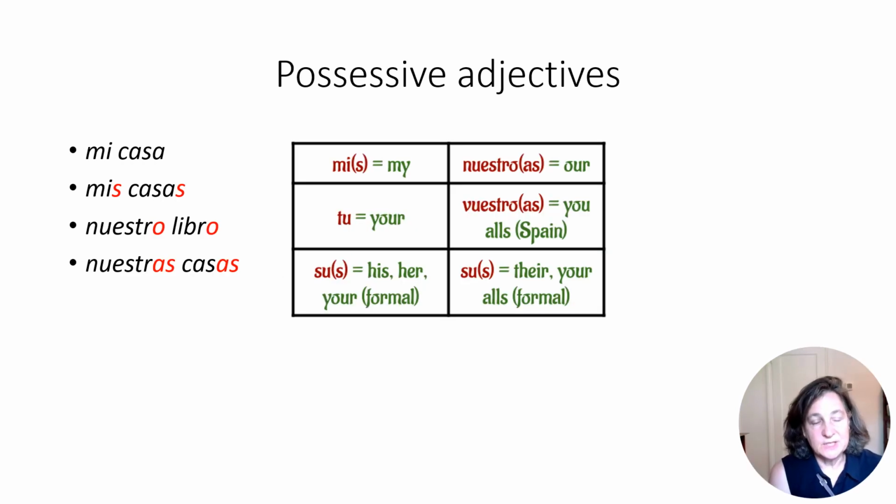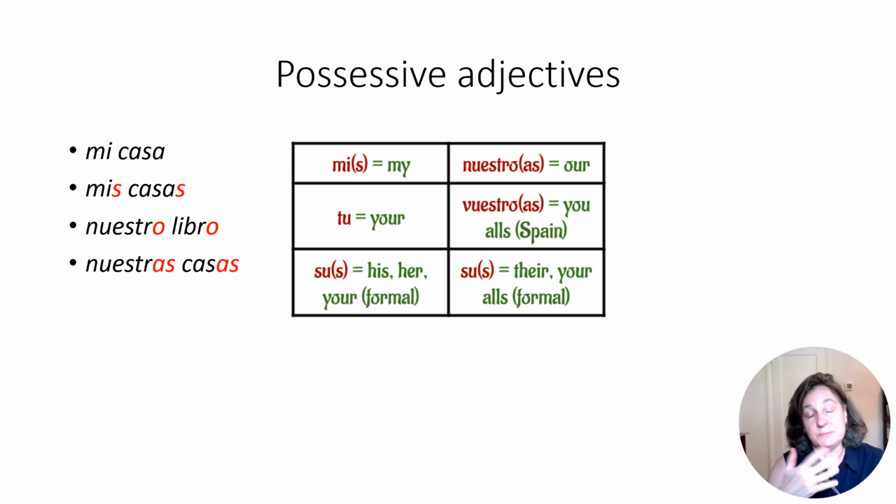Possessive adjectives like my, your, his, our, etc. have two differences from English. The first is that because they are adjectives, they have to agree with the thing they are describing. So we say mi casa, singular, but mis casas, plural. So I'm just one person, but the houses are plural, so it has to be mis.